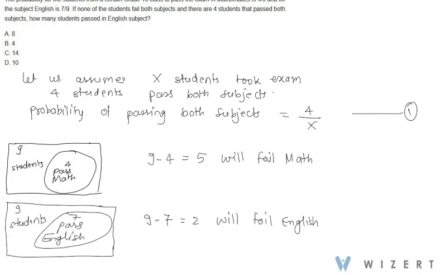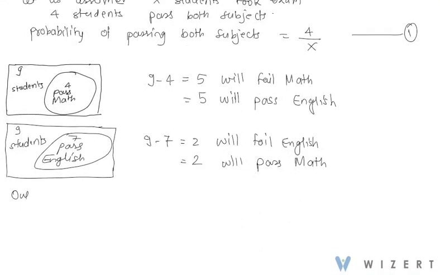Now since it's given that none of the students fail both exams, that means that 5 who have failed math will definitely pass English and 2 who have failed English, they will definitely pass math. From these two diagrams we can say that out of 9, 5 plus 2 equal to 7 will pass single exam.